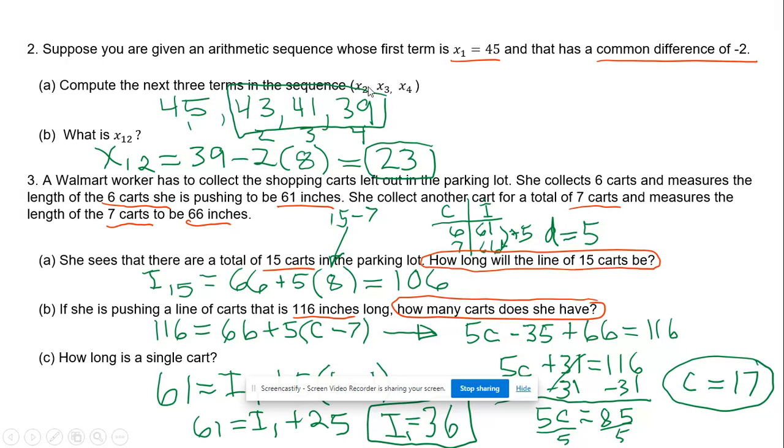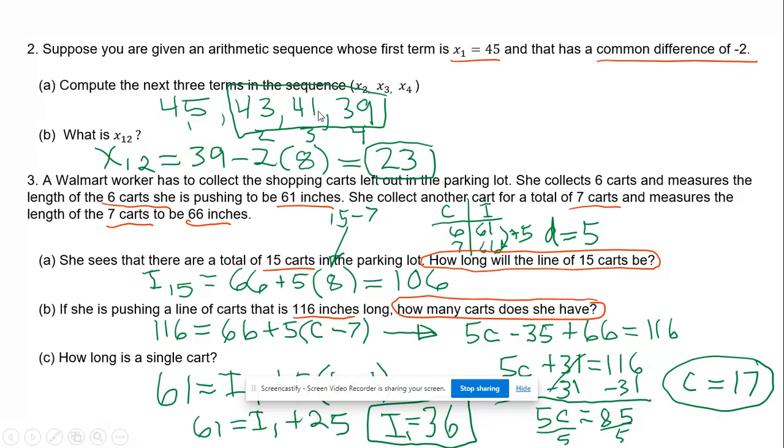So it says the next three terms in the sequence are going to be x sub 2, x sub 3, and x sub 4, right? So this one's very simple. All it is, I'm going to take that common difference, and I'm going to add that common difference to the first term to get the second term. So I add -2 to 45, and I get 43. All right. Basically, adding a negative is the same thing as just subtracting. All right. So 45 minus 2 gives me 43.